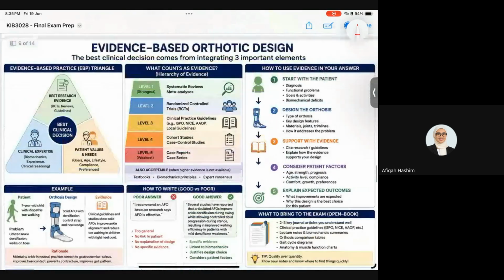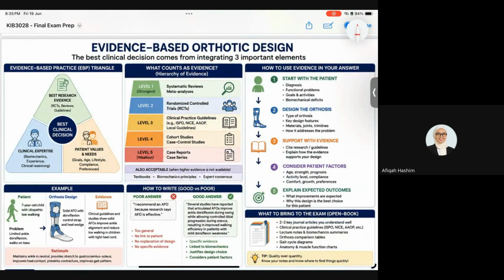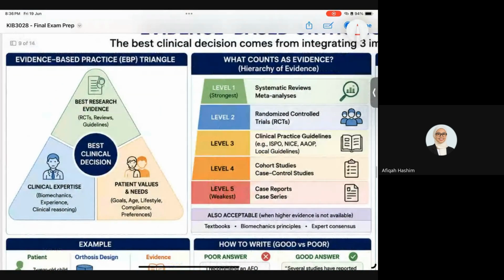Evidence-based practice. Okay. So when I ask you to support your orthotic design with evidence, I'm not asking you to simply find a journal like I mentioned just now, and copy some of the sentences from the journal. Evidence-based practice is actually a combination of three things. You can see here, the first component is the best research evidence. This includes systematic reviews, randomized controlled trials, clinical practice guidelines, or any published research.